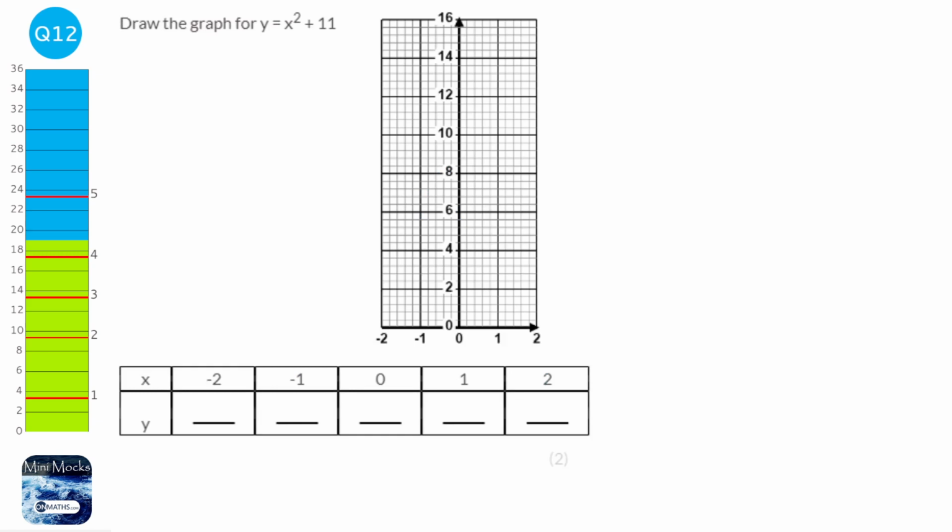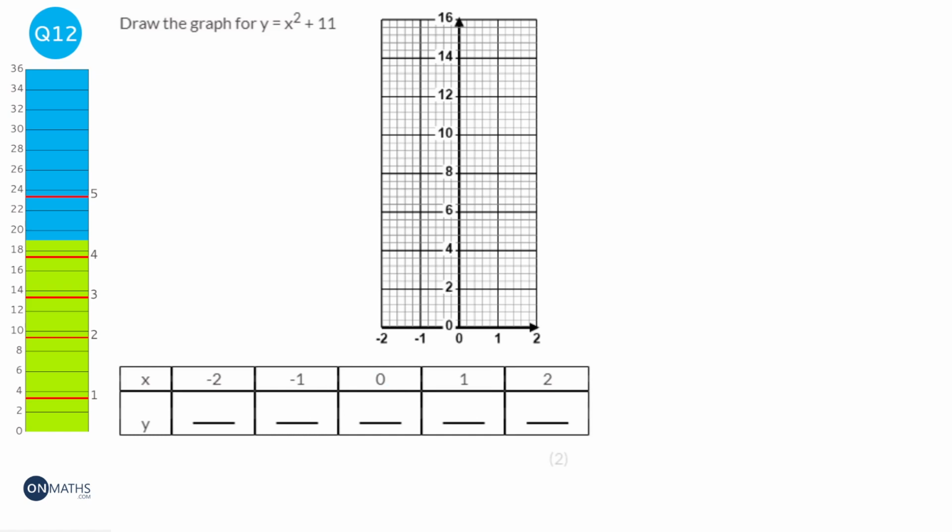To draw a quadratic graph, we want to find as many values as we can, because it's a curve. With a straight line graph you only need 3 points, but with a curve you need as many as you can get. And now we're actually given a table here to fill out, so I'm going to start off with a 0 here.